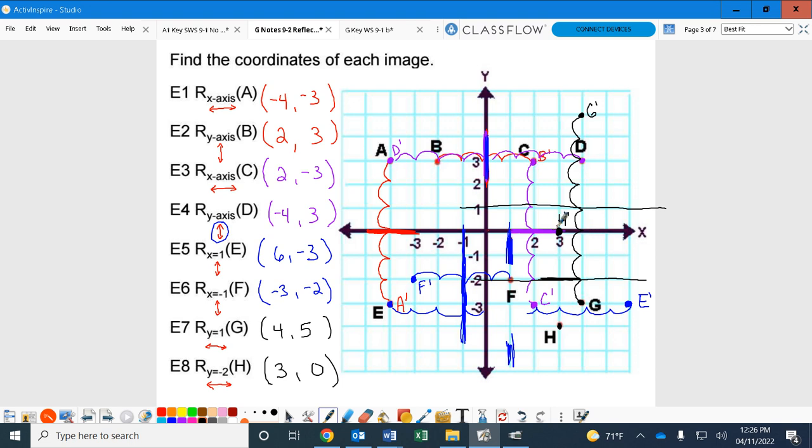Nicely done. Does anybody have any questions about just the points, the individual points themselves? Anybody?